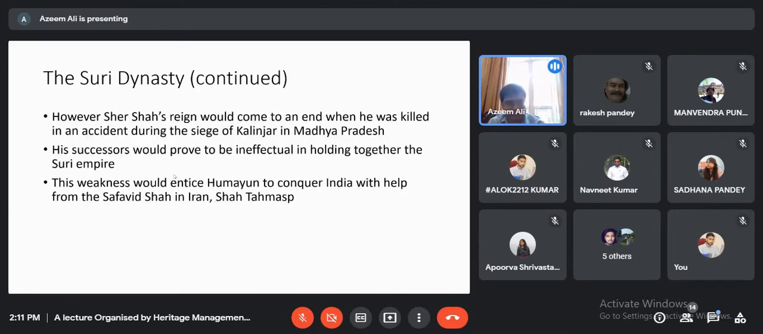But unfortunately, Sher Shah Suri's reign would come to an end when he was killed in an accident during the siege of Kalinjar in Madhya Pradesh, and his successors would prove to be ineffectual in holding together the Suri Empire. And this weakness would entice Humayun to conquer India with help from the Safavid Shah in Iran, Shah Tahmasp.